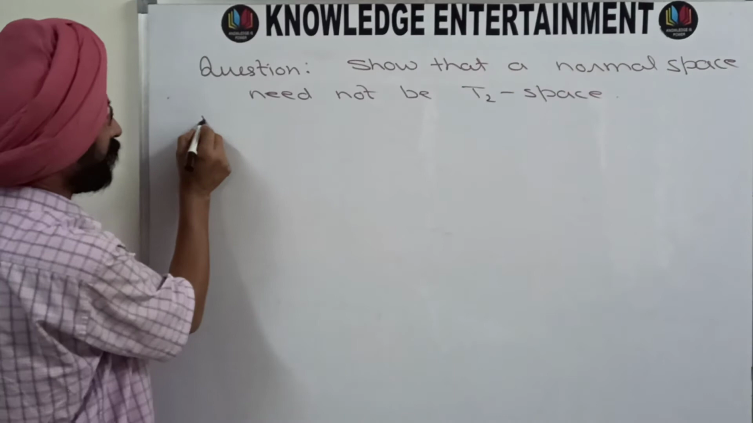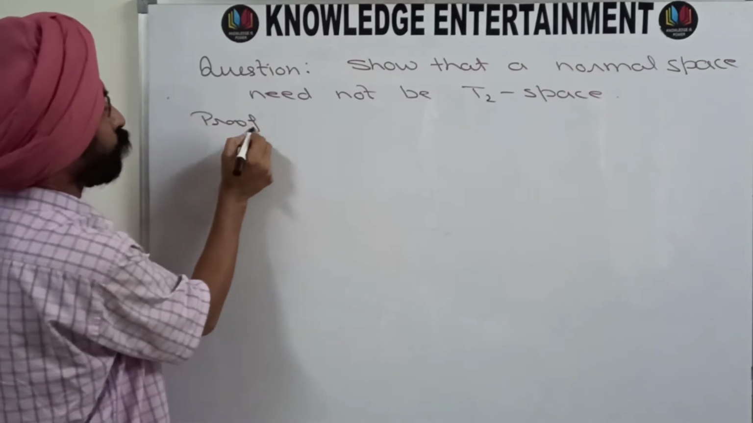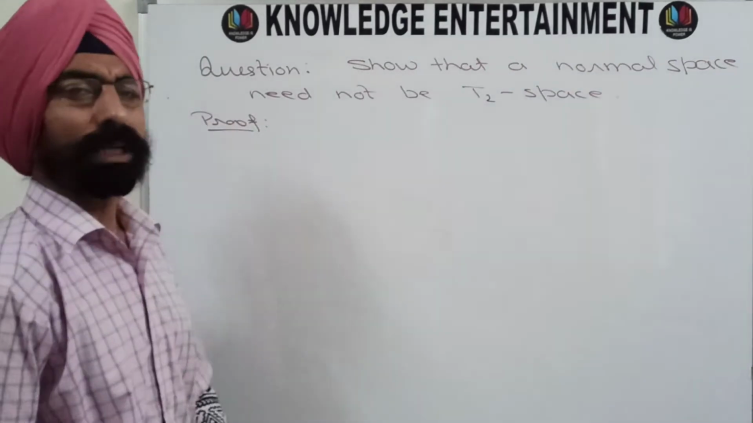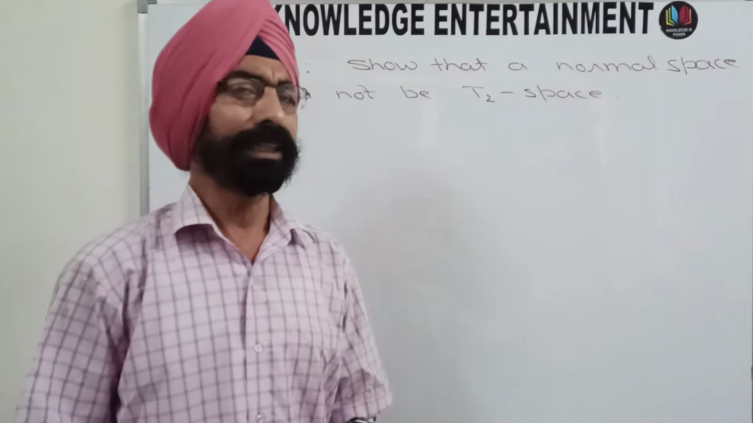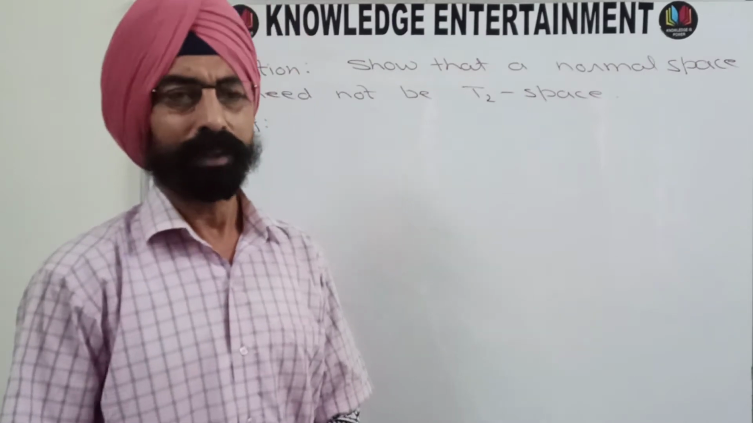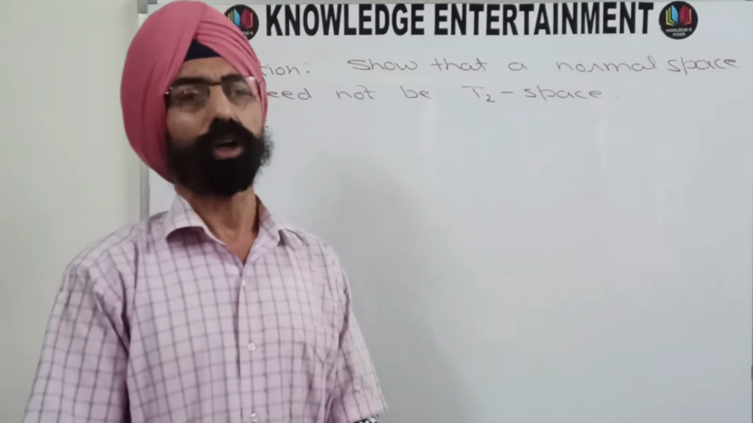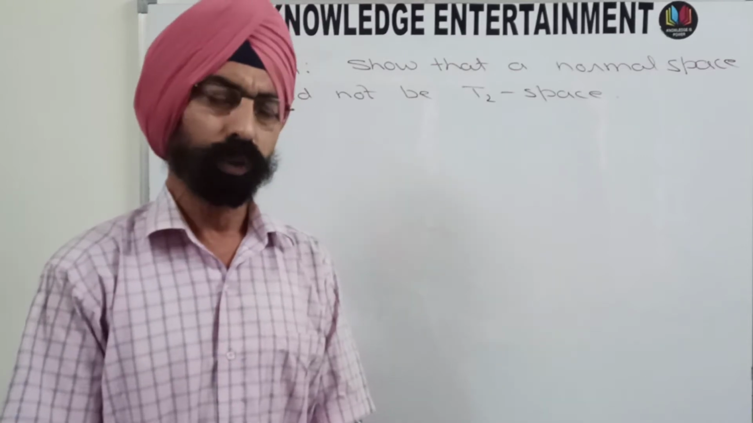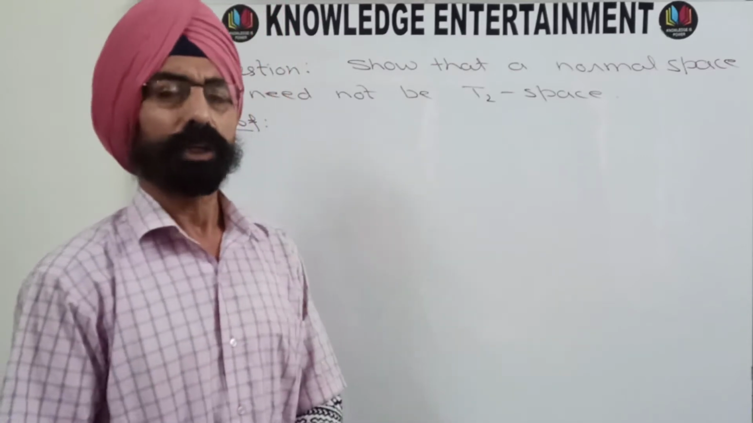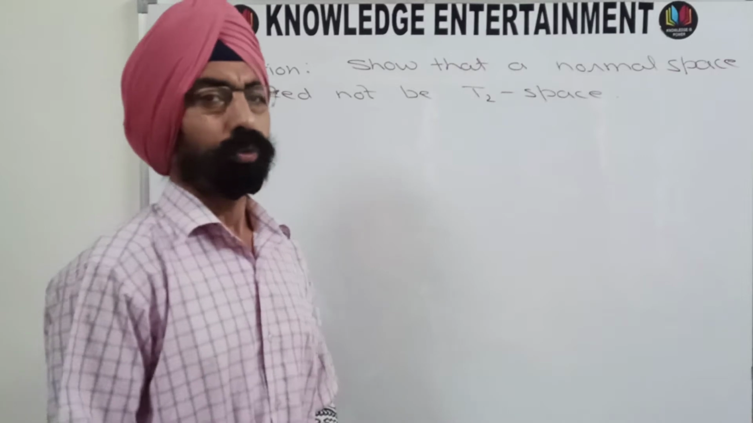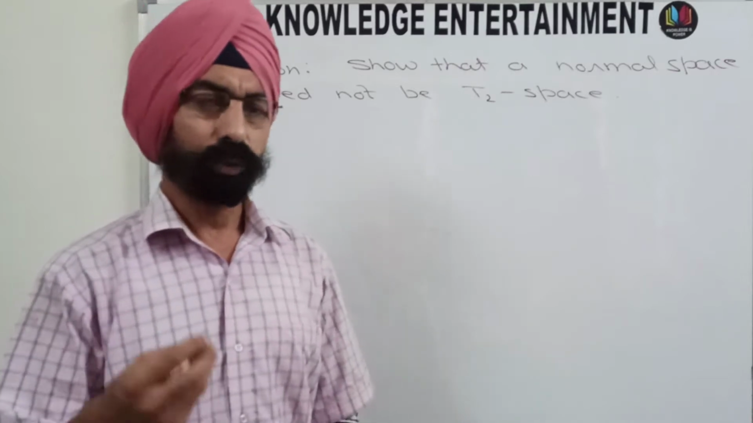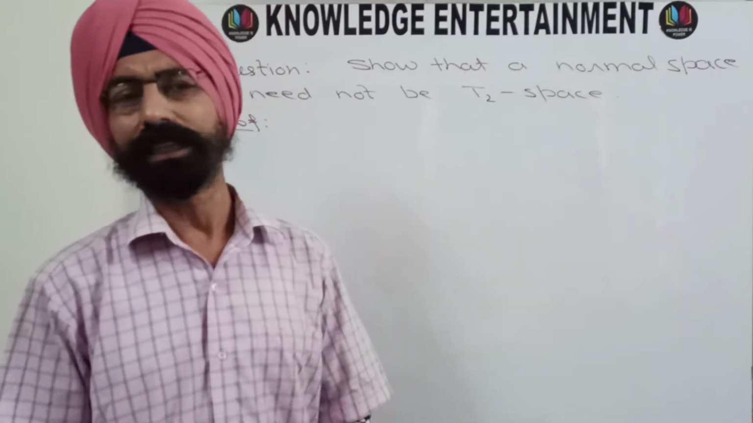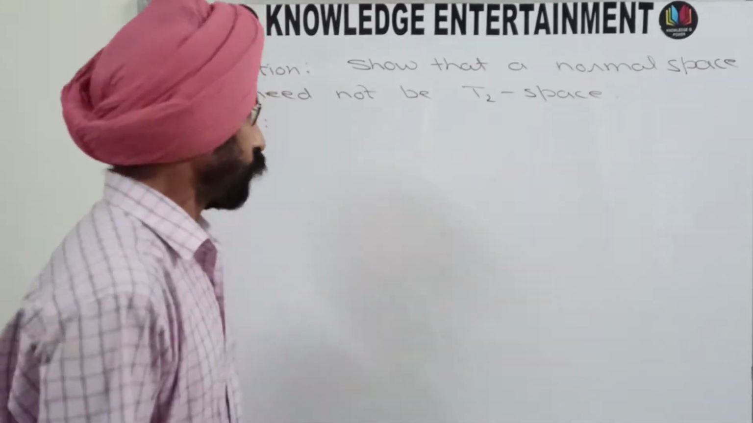So this is the question, and before going into the proof, I'd like to tell you that this question might be there in your examination paper in the form: give an example of a normal space which is not T2. That is another form of this question. So what we have to do is give an example of a normal space which is not T2. So here is the example.